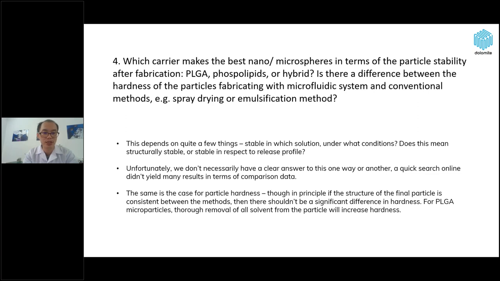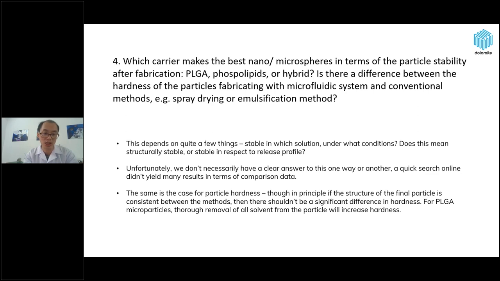For this question, it depends very much on what you mean: the particle is stable in which solution or under what condition. Does this mean structurally stable or stable with respect to release profile? Please, if you can provide us more information through email, so we can directly give you a more detailed answer. At this moment, we don't necessarily have a clear answer one way or another. With a quick search online, we didn't find many results in terms of comparison data.